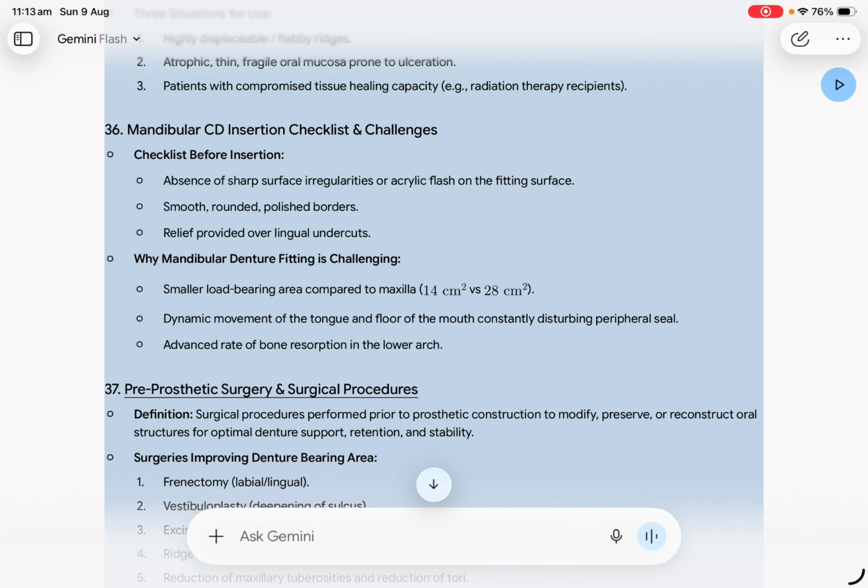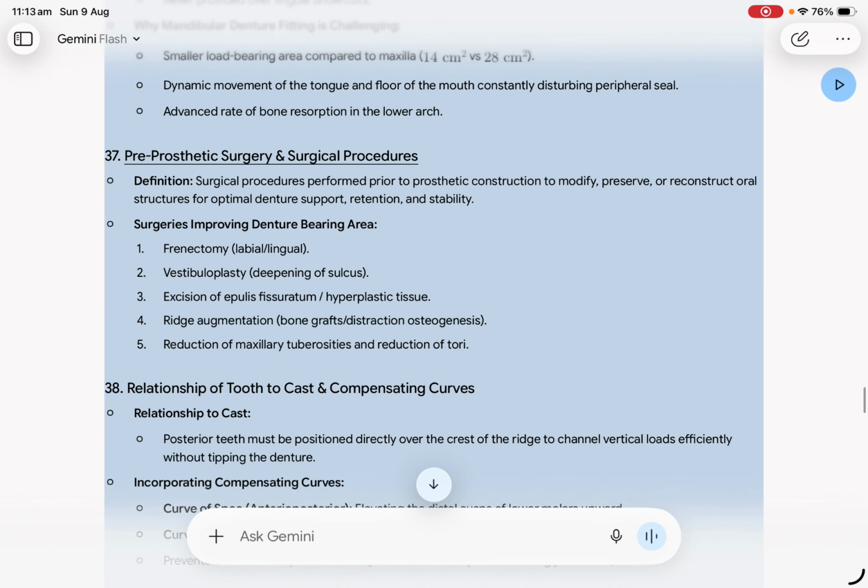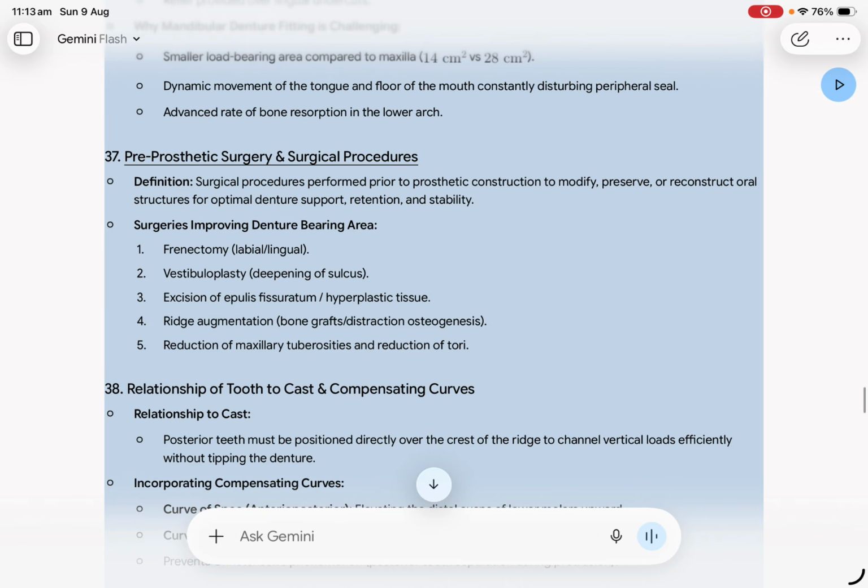37. Pre-prosthetic surgery and surgical procedures. Definition: surgical procedures performed prior to prosthetic construction to modify, preserve, or reconstruct oral structures for optimal denture support, retention, and stability. Surgeries improving denture-bearing area. 1. Frenectomy, labial-lingual. 2. Vestibuloplasty, deepening of sulcus.